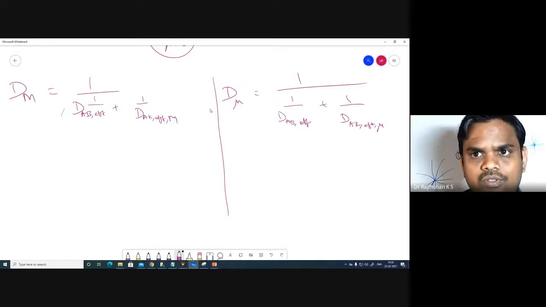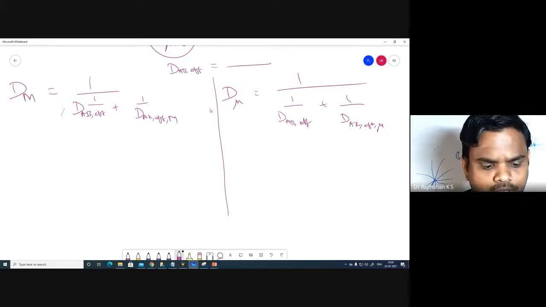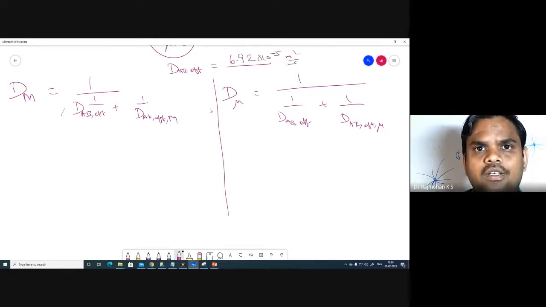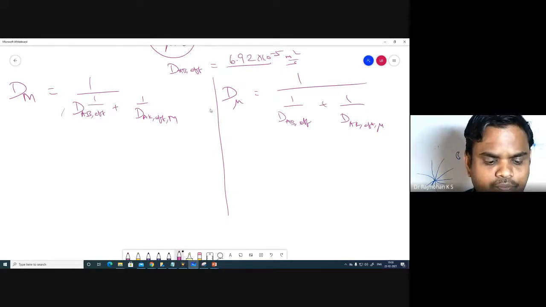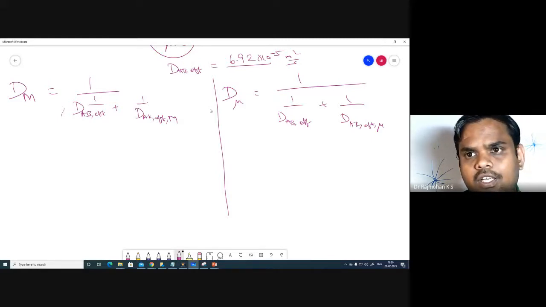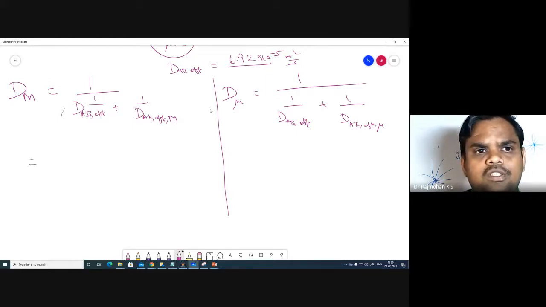So what is DAB effective? DAB effective we have already determined, and the value we have calculated is 6.92 into 10 power minus 5 meter square per second. Then what is DAK effective for macropores? We have calculated it to be 9.94 into 10 power minus 5, and DAK effective for micropore is 6.6 into 10 power minus 6. So just substitute them. This is a simple substitution.